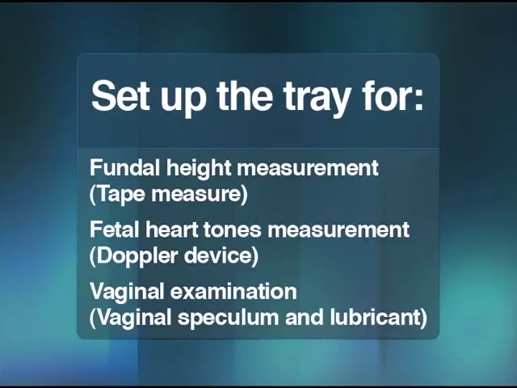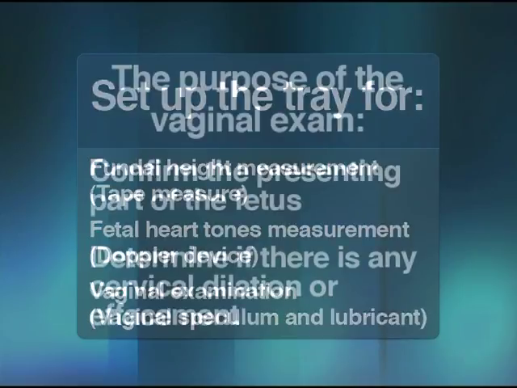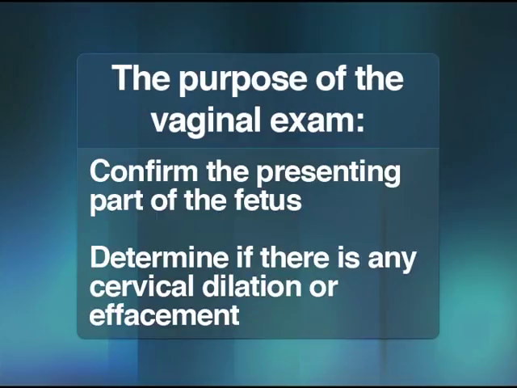In a normal pregnancy, a vaginal examination is not performed until approximately 2 to 3 weeks from the due date. The purpose of the vaginal examination is to confirm the presenting part of the fetus and to determine if there is any cervical dilation or effacement. The patient that is being seen for this prenatal visit is 23 weeks pregnant. Therefore, a vaginal examination will not be performed.